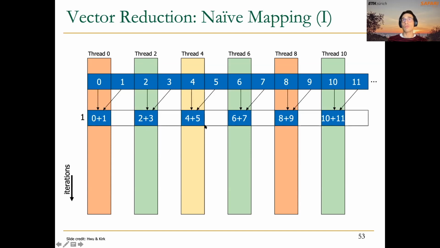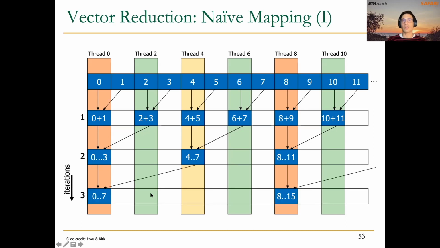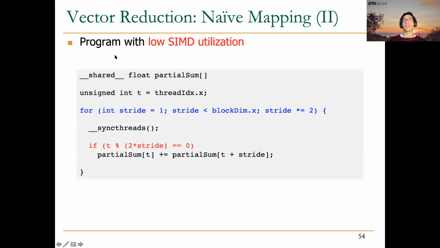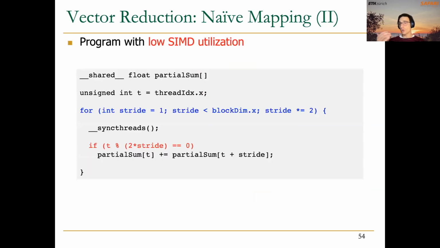In the next iteration, half of the threads retire, and the remaining threads perform the subsequent additions. In this case, thread 0 is adding this partial sum here and this partial sum here, and storing the result in a certain position. And in the next iteration, again, half of the threads retire, and so on. The problem with this code is that it has very low SIMD utilization. There is divergence. Why is that? Because observe how we are only using threads 0, 2, 4. However, we are not using threads 1, 3, 5, etc. These odd numbered threads also belong to the same warp, but we are not using them.